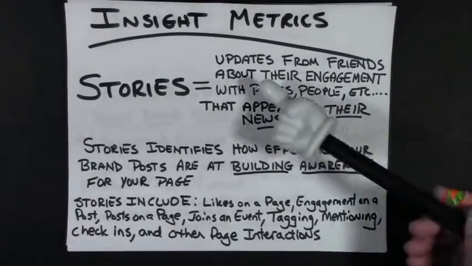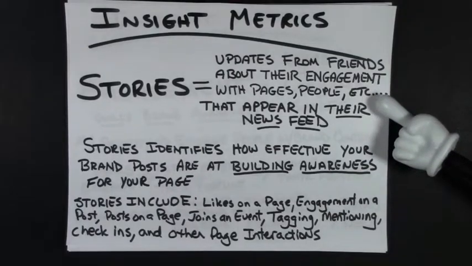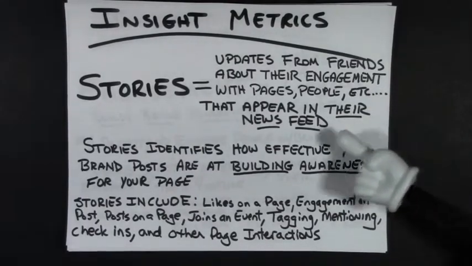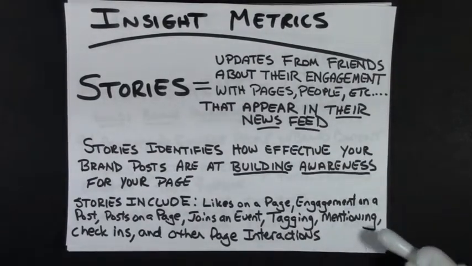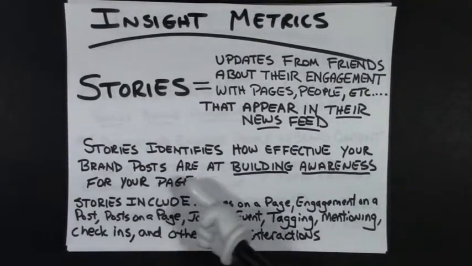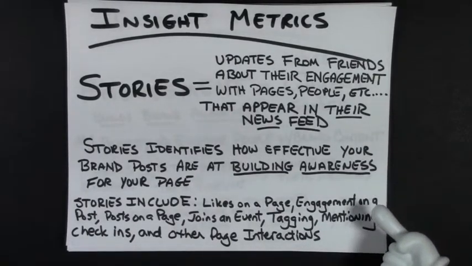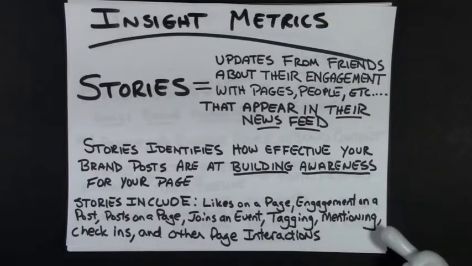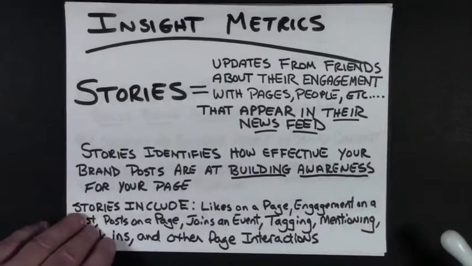So stories are updates from friends about their engagement with pages, people, etc. from your page that appear in their news feed. Stories identify how effective your brand posts are at building awareness for your page. Stories include things like likes on a page, engagement, posts on a page, joins, tagging, mentioning, check-ins, and other page interactions.